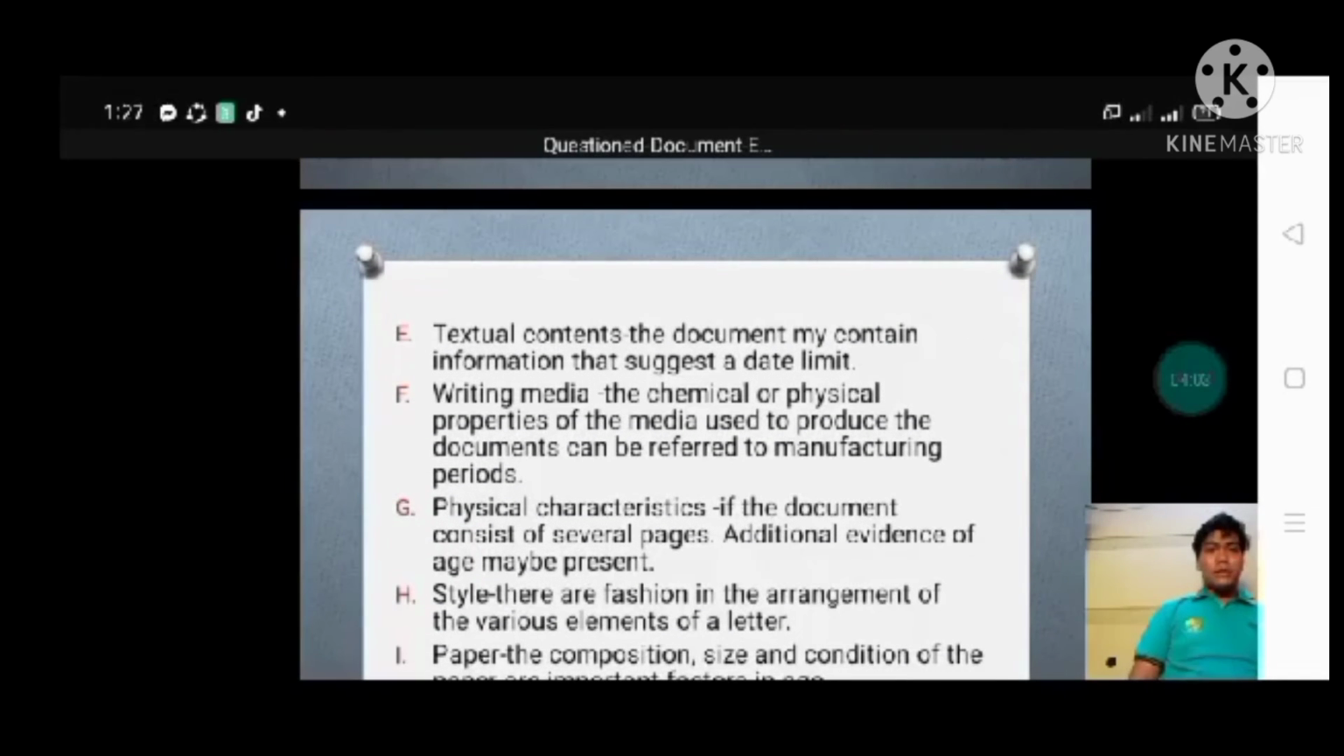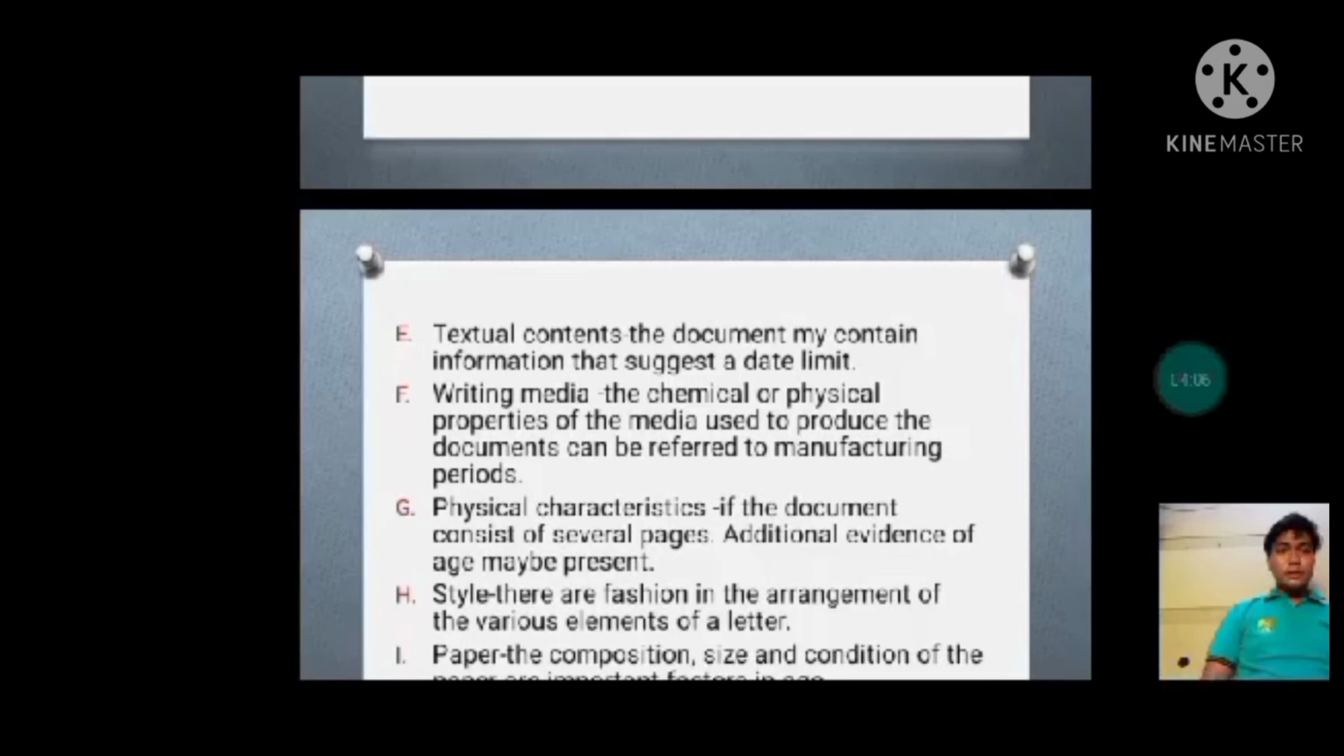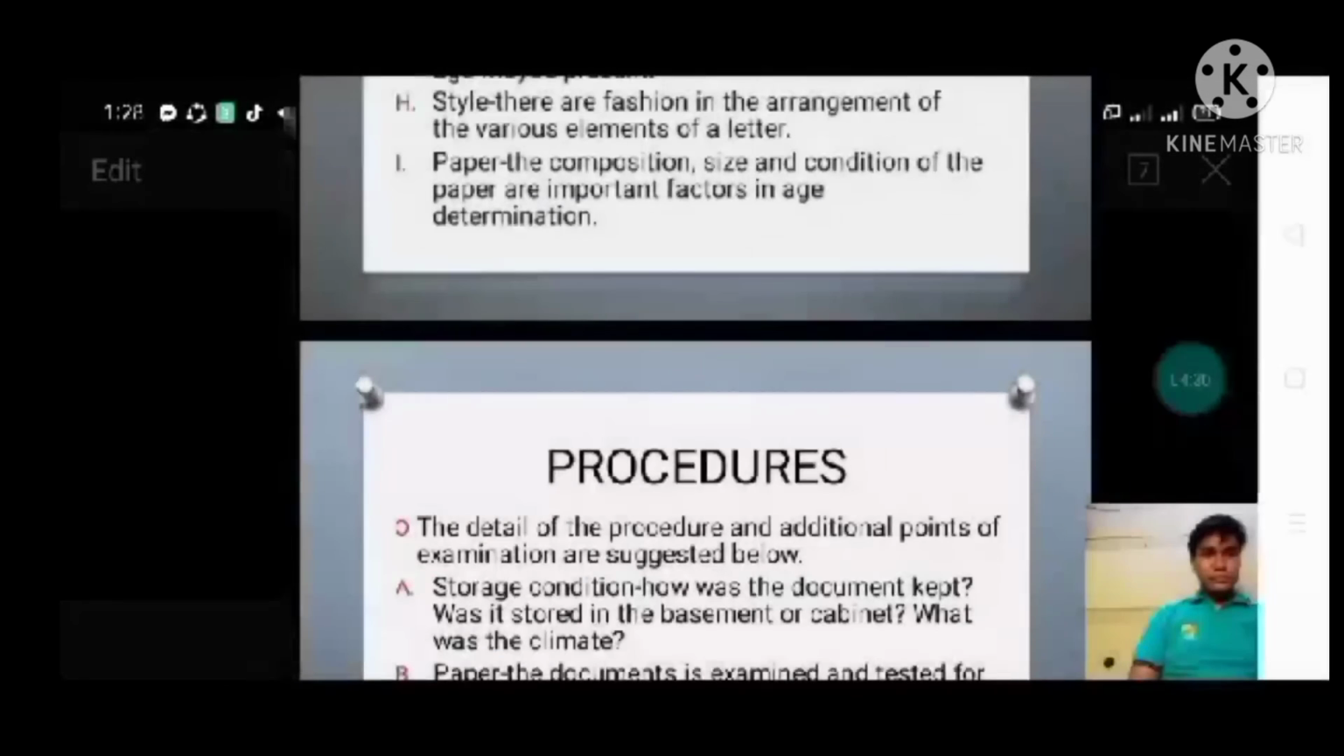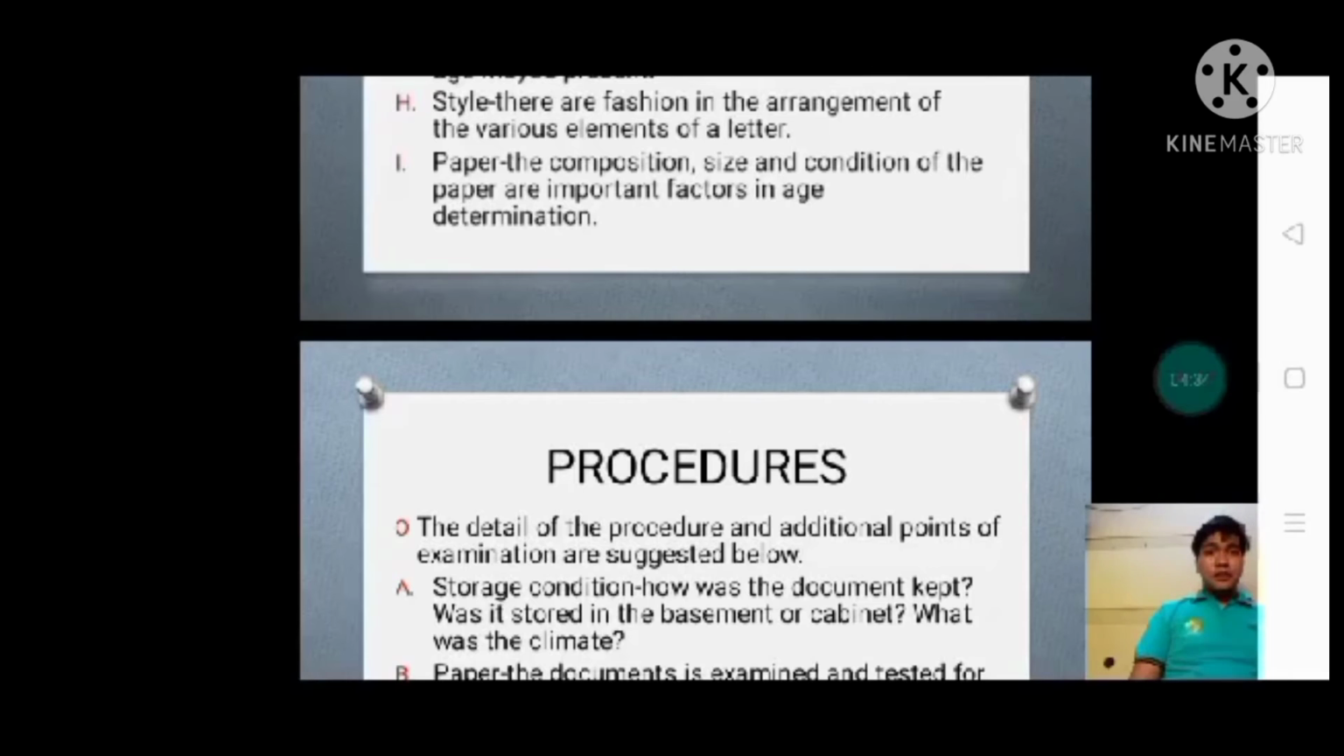Textual content: the document may contain information that suggests a date limit. F. Writing media: the chemical or physical properties of the media used to produce the document can be referred to manufacturing periods. G. Physical characteristics of a document consisting of several pages. Additional evidence of age may be present. Style: there are patterns in the arrangement of the various elements of a letter. Paper: the composition, size, and condition of the paper are important factors in age determination.